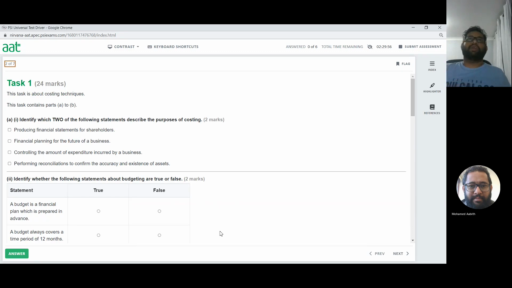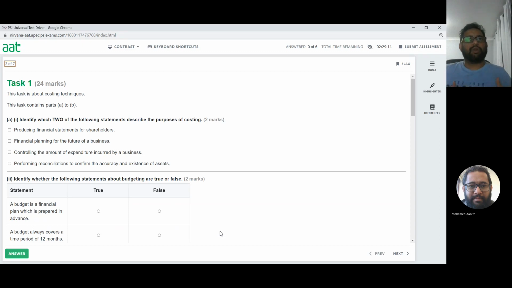First, this task is about costing techniques. Part A and B: identify which two of the following statements describe the purposes of costing. So we're looking at why we do costing. The first option is producing financial statements for shareholders. Straight away, financial statements are financial accounting, nothing to do with management accounting, so this can be ignored as a purpose of costing.